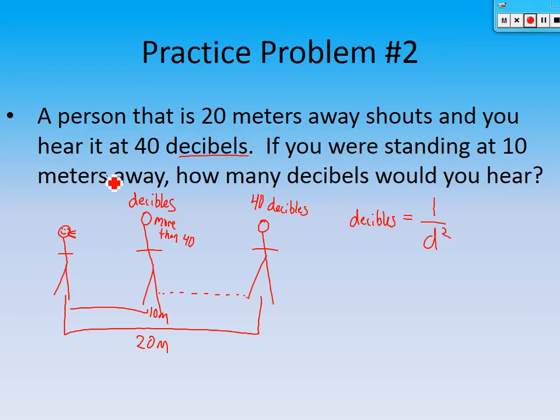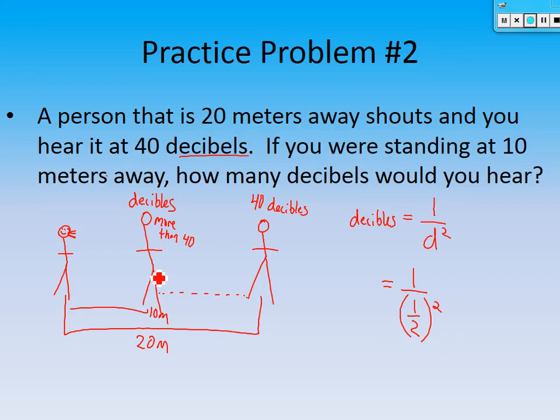Okay, so here's how I would do it. How does the distance that this guy is at compare to this guy? It's 1/2. And so I would set it up like this. It's equal to 1 over 1/2 squared. Because the distance that he's related to the other one is 1/2, isn't it, guys?